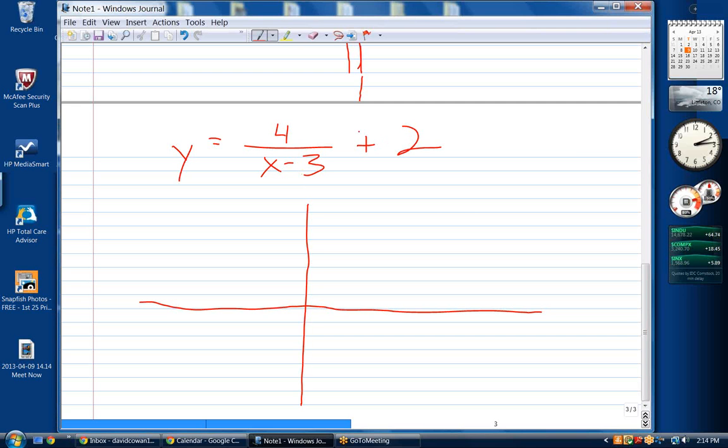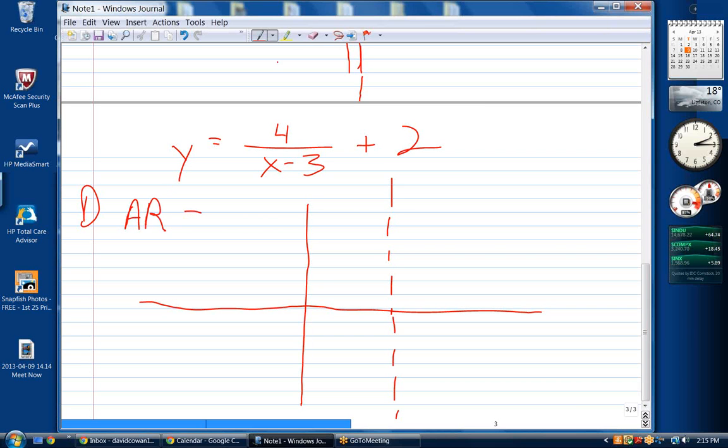In other words, we're looking for what happens to cause this thing to be division by 0. It's when x equals 3. In other words, that's the one thing that x can't be. So that immediately tells us our domain. What's our domain? All real numbers but 3.